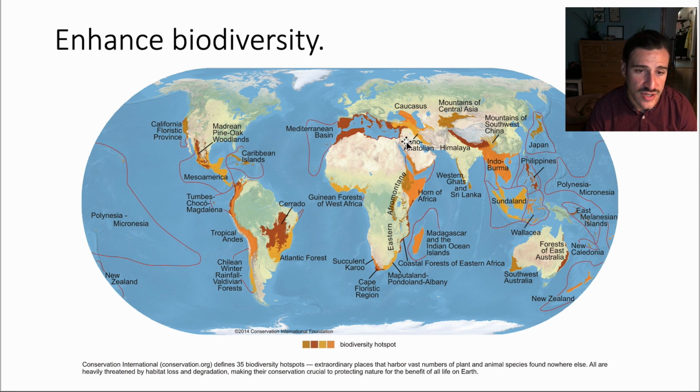Another ecological service is that these forests enhance biodiversity. Here are several biodiversity hotspots throughout the world. Many of these are going to be forest systems. Some are out in the ocean and coral reefs and such, but many are these really amazing forest systems.